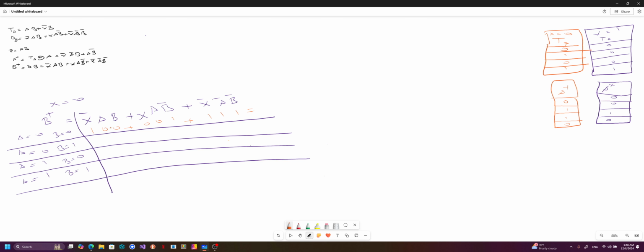1 and 0 and 0, 0. 0 and 0 and 1, 0. 1 and 1 and 1, 1. 0 or 0 or 1, 1. This is going to be 1 again. This is going to be 0, 1, 0, 0, and 0. X naught is 1, a naught is 1, b naught is 0. And this is going to be 0 and 0 and 0 goes to 0.